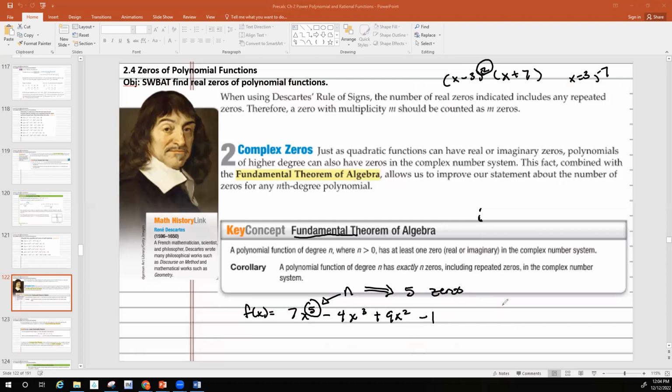So it crosses the x-axis 5 times, not just in the real sense, but also in the imaginary sense. It could not be crossing, but imaginarily it's crossing. There are some really cool videos on YouTube showing the graphs of imaginary numbers. So I definitely recommend that.